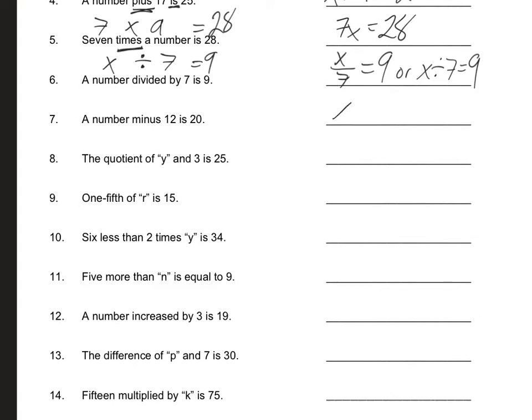Okay, so you should have gotten x minus 12 equals 20. If you got that, good. Go to the next one. If not, let's talk about it. A number, so we don't know the number, so I'm going to put x. Minus means subtract 12, is means equals 20. So x minus 12 equals 20. Okay, go ahead and try the next one.